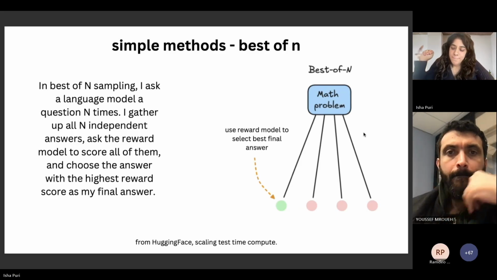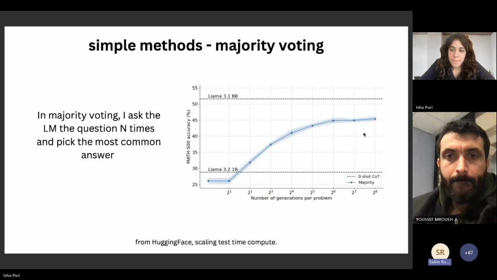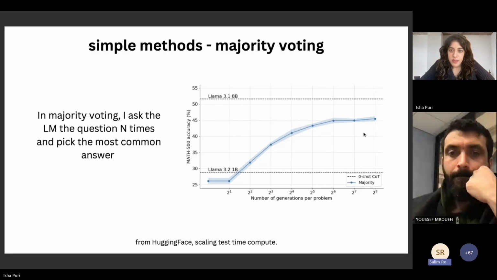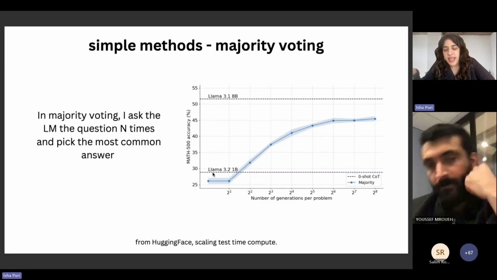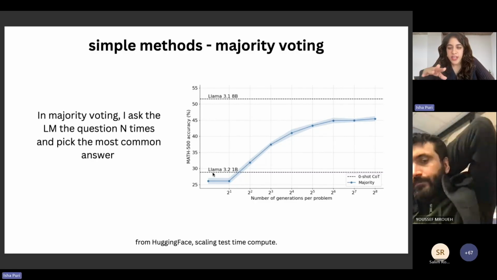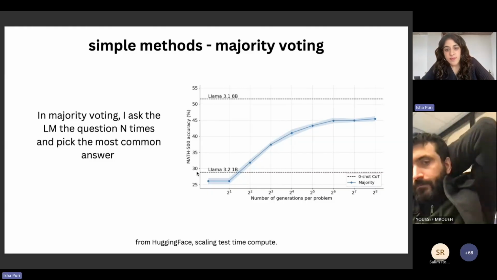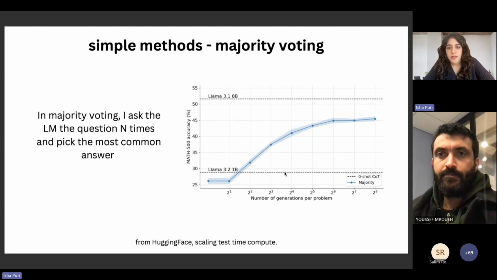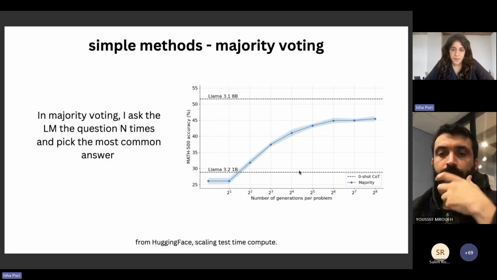Quick question. On the previous slide, what was the model you were sampling from? This is Llama 1B. Okay, so it's 1B versus 8B. Yeah, you'll see these dashed lines throughout the rest of the presentation, so I'm glad you asked to clarify. The dashed lines that run throughout the graph are baselines. This is just if you query the model once for every question, and these are the 8B numbers. Thanks.